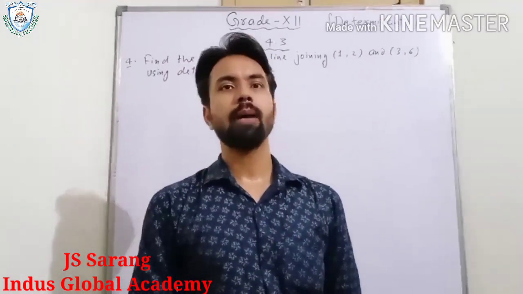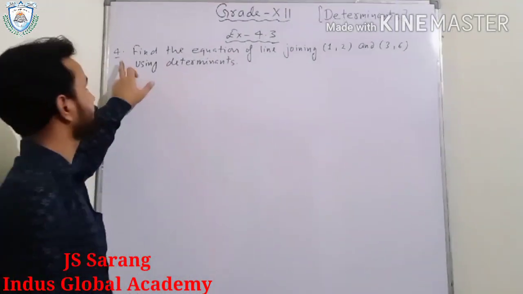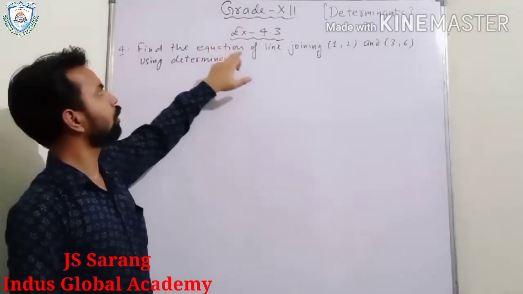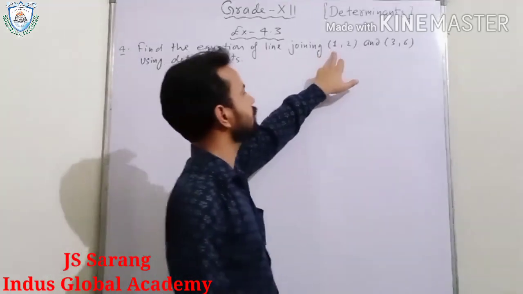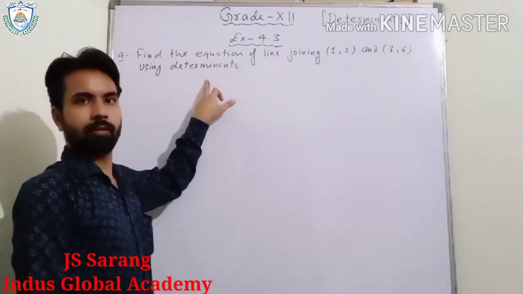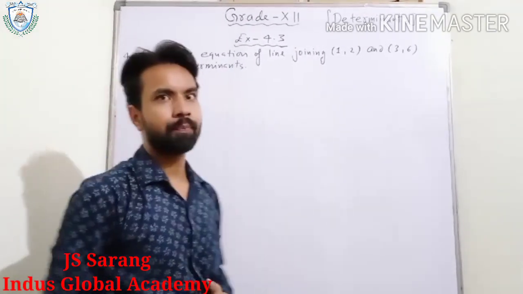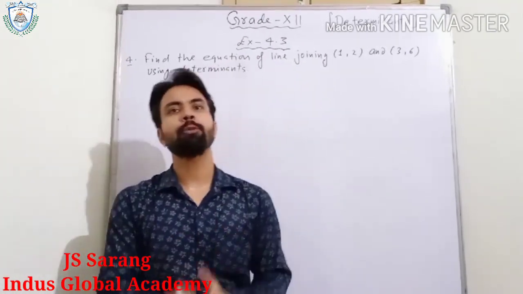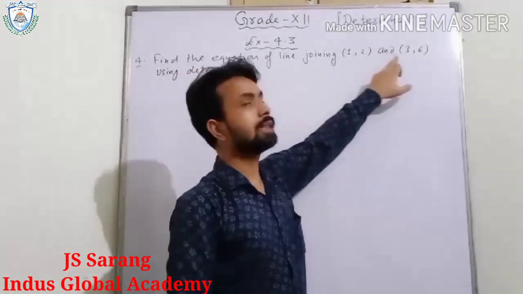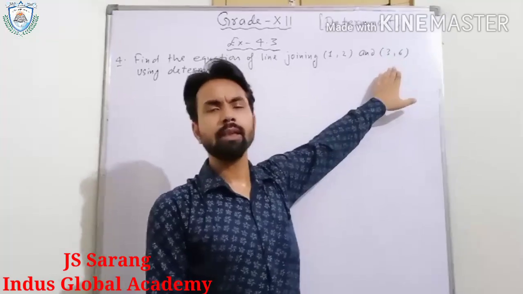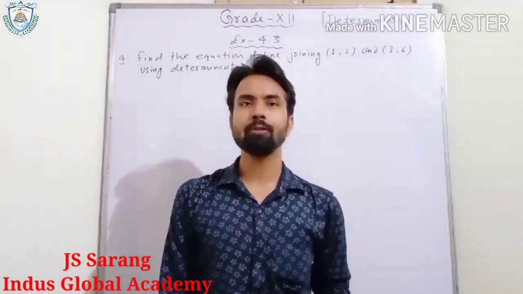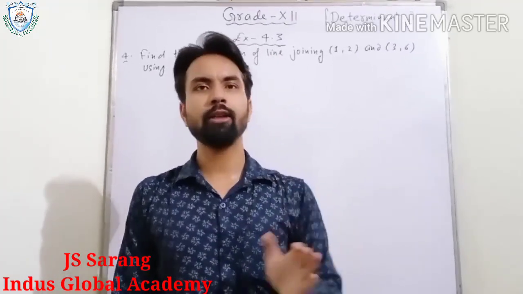Now students, I am going to explain you question number 4. In this question, find the equation of a line joining the points (1, 2) and (3, 6) using determinants. Here 2 points are given, and by using determinant we have to find the equation of a line joining these given 2 points. Clear? So only 2 points are given, and we have to use the determinant method. So what will we have to do? We will consider the third point also.